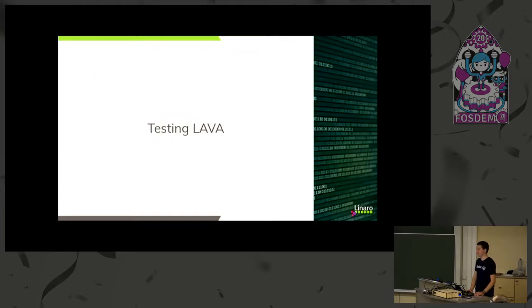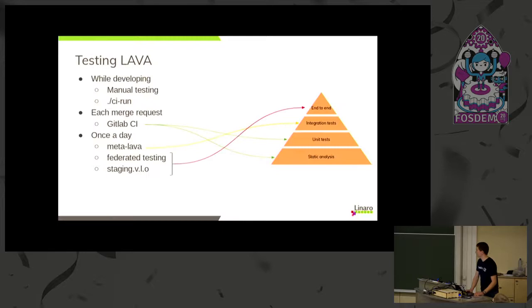So how do we test Lava itself? This is a pyramid of tests for me. You have the basics, which are static analysis and unit tests. Then you can do integration tests, and even better if you can do end-to-end testing. When we develop things, we do some manual testing. We test that it looks okay, and we sometimes run the unit tests. Then we send a merge request. We use GitLab, so GitLab CI will run the full static analysis and the unit tests. Because if we run that, we are sure that at least it seems to be working.